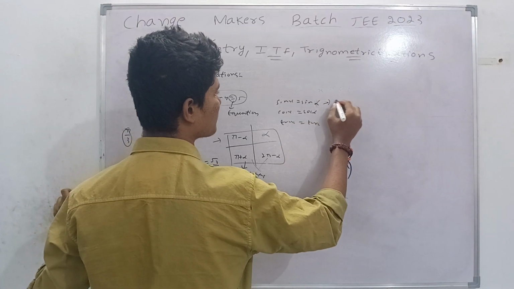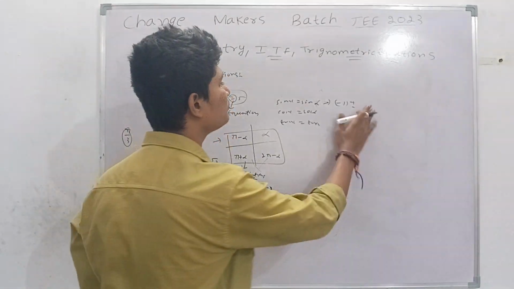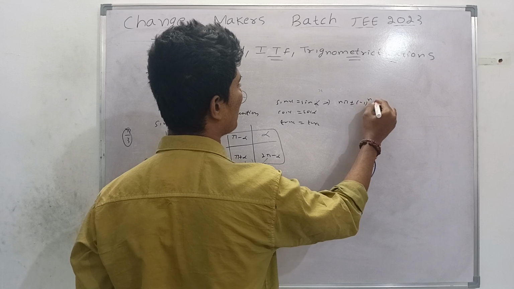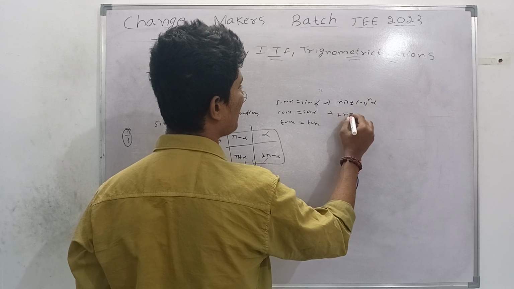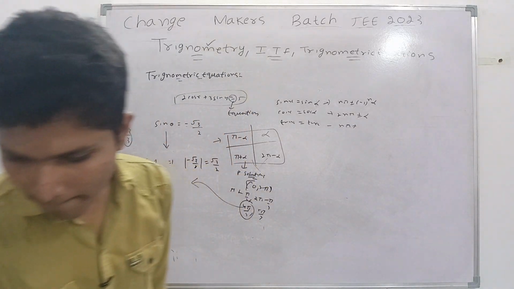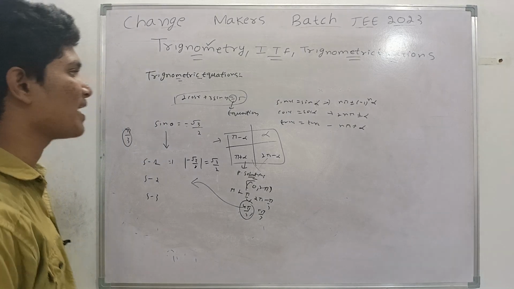The solution for this is n pi plus or minus 1 whole power n alpha. For this, 2n pi plus or minus alpha. For this, n pi plus alpha. It is very important. You have to check what is plus, what is minus.